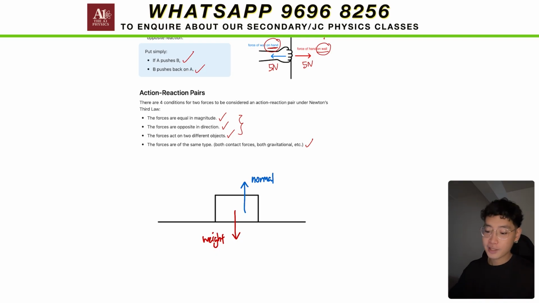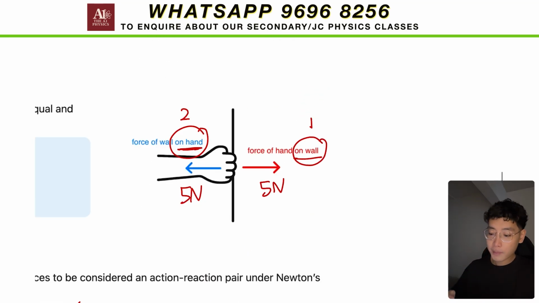The reason is that even though they are the same magnitude, even though maybe it's 10 newtons, even though they are opposite in direction, both of these forces are acting on the same object, right? The weight is the earth pulling down the object. So the weight of this box is acting on the box. The normal force is the ground pushing up the box. So the normal force is also acting on the box, right? Because both forces are acting on the same object, it's not an action-reaction pair. Remember that for an action-reaction pair, one must be acting on the wall and one on the hand. They must be acting on two different objects.